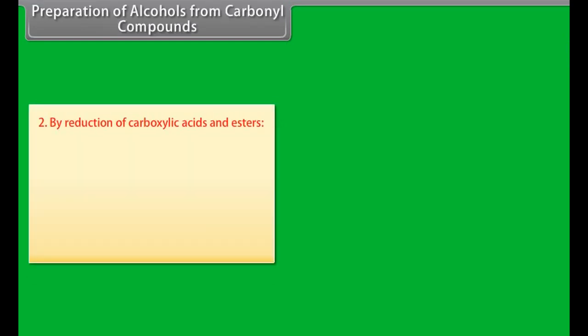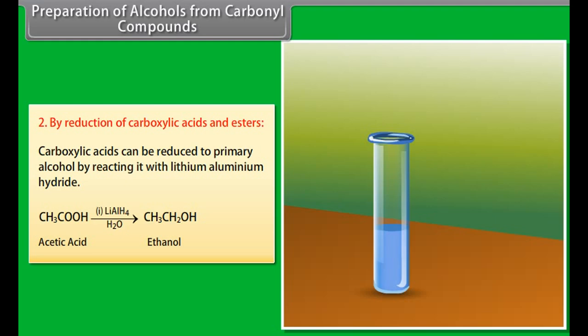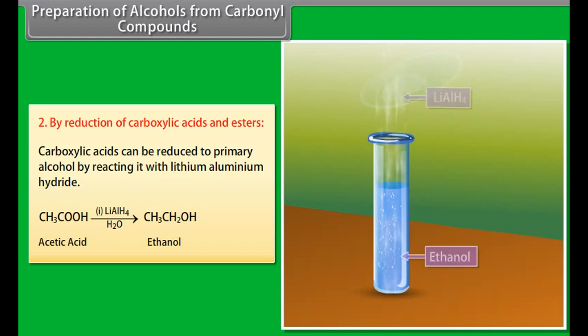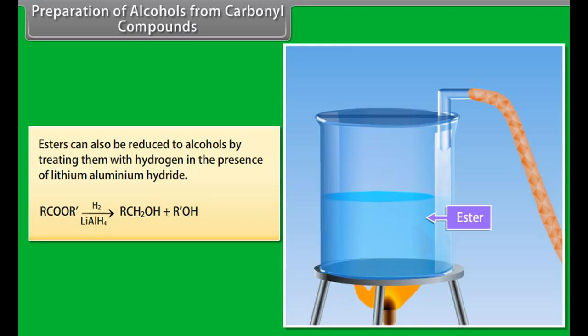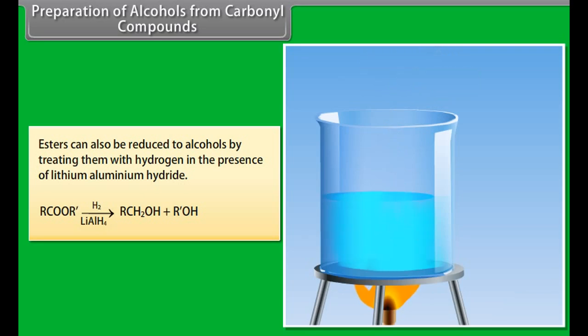Preparation of alcohol from carbonyl compounds by reduction of carboxylic acids and esters. Carboxylic acids can be reduced to primary alcohol by reacting them with lithium aluminium hydride. Acetic acid is treated with lithium aluminium hydride and then water, which forms ethanol. Esters can also be reduced to alcohols by treating them with hydrogen in the presence of lithium aluminium hydride. On treating esters in this way, it forms alcohol.